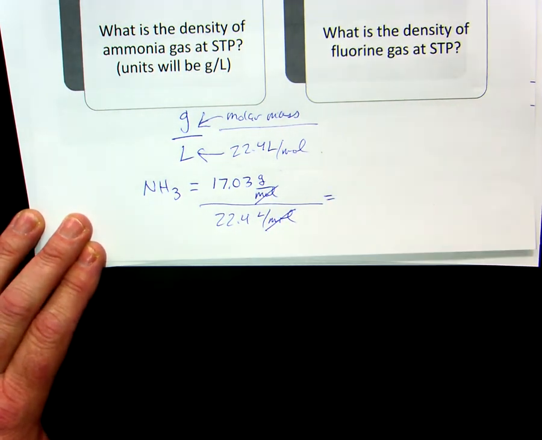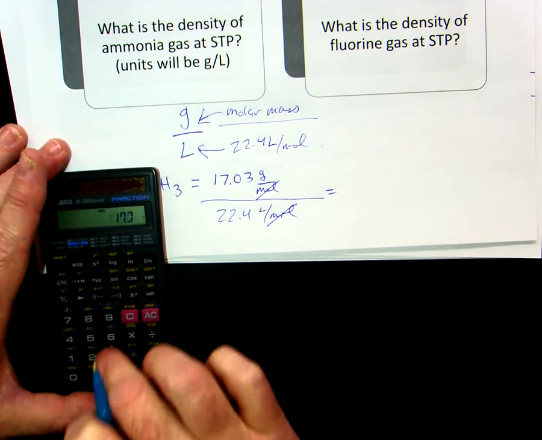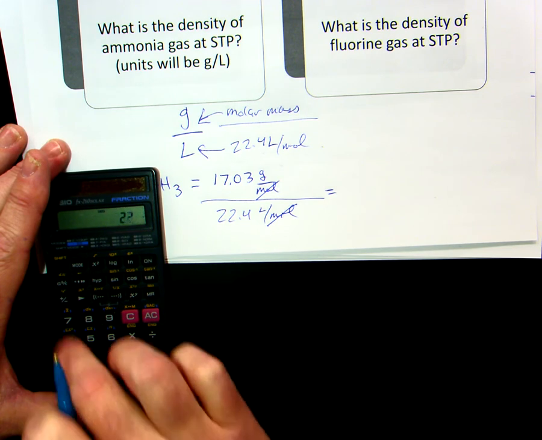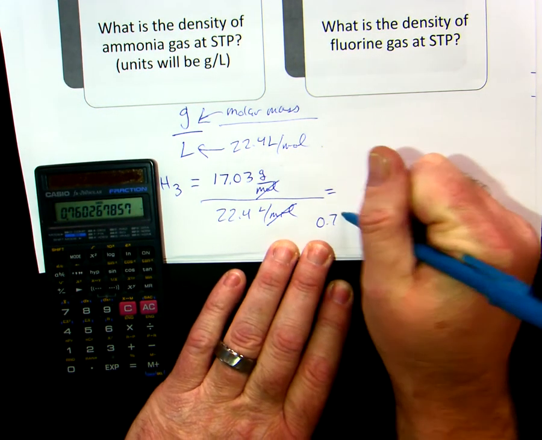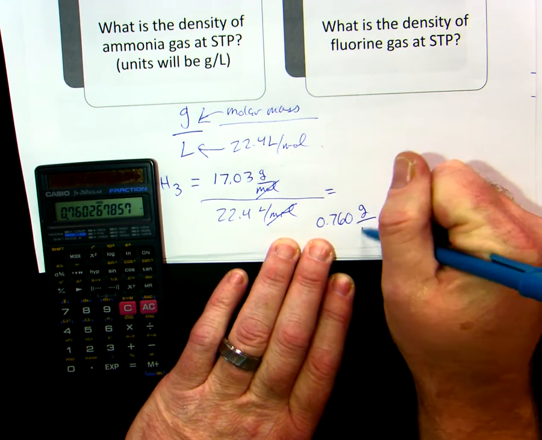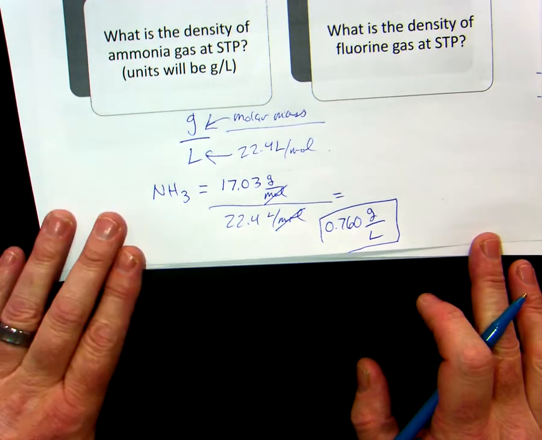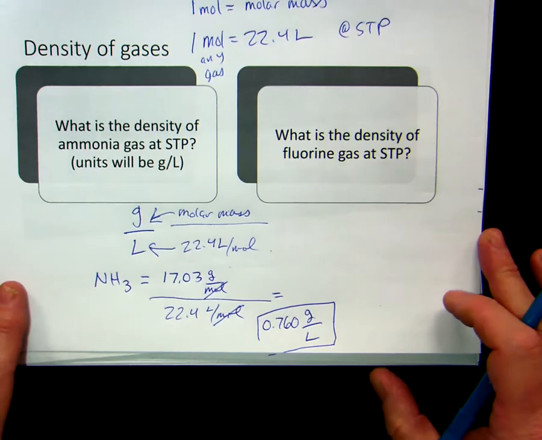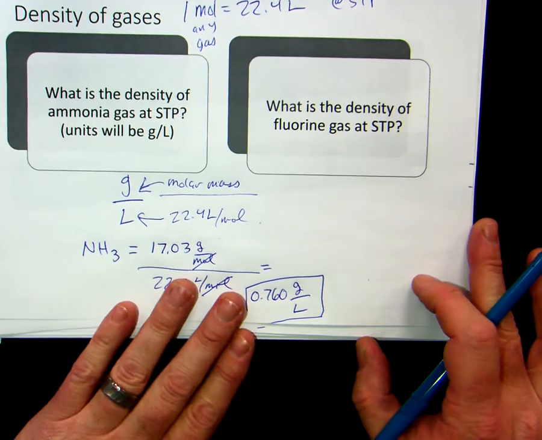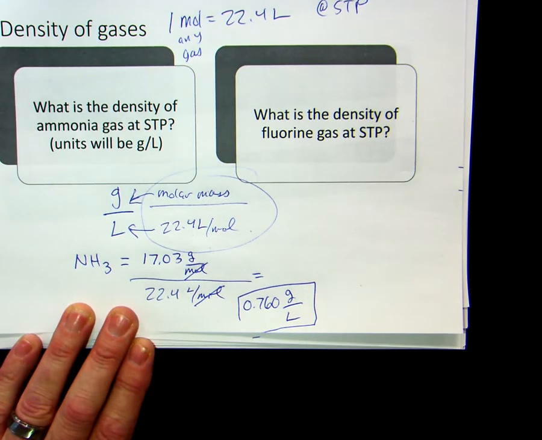So when we compute this, and hopefully you guys are checking my math, 17.03 divided by 22.4, I get 0.760 grams per liter. Hopefully you don't need to worry about the proof other than just believing me that this works. You guys will probably find success just by using this formula.